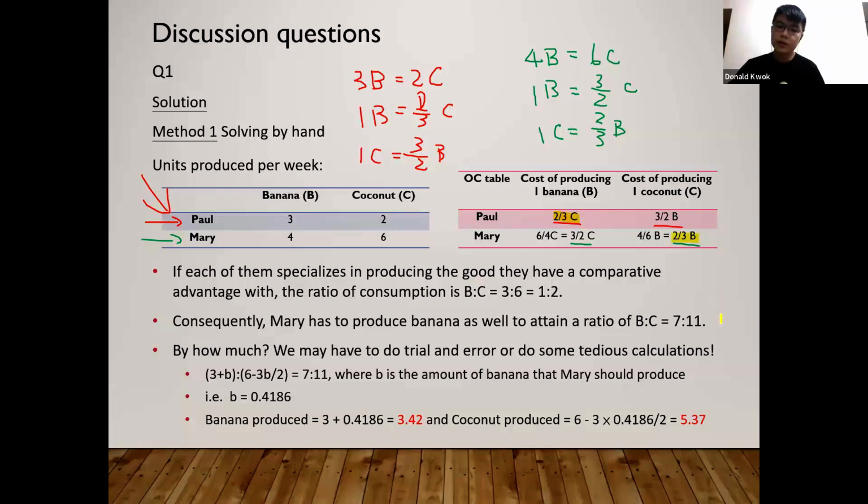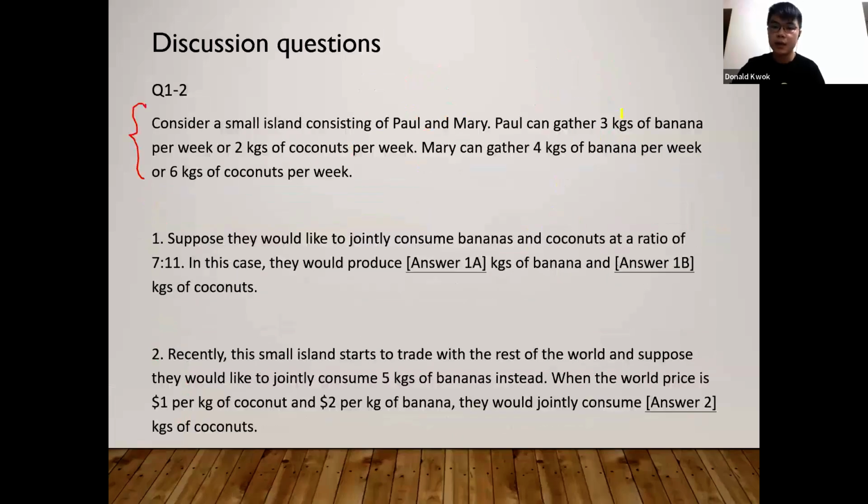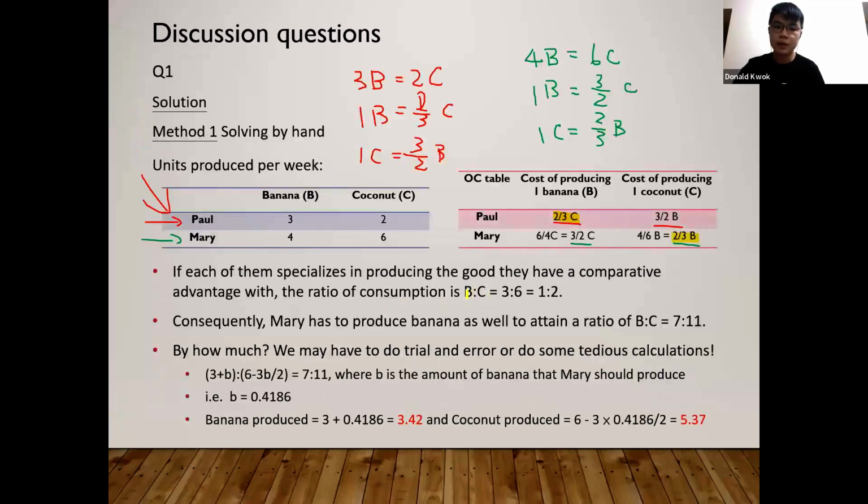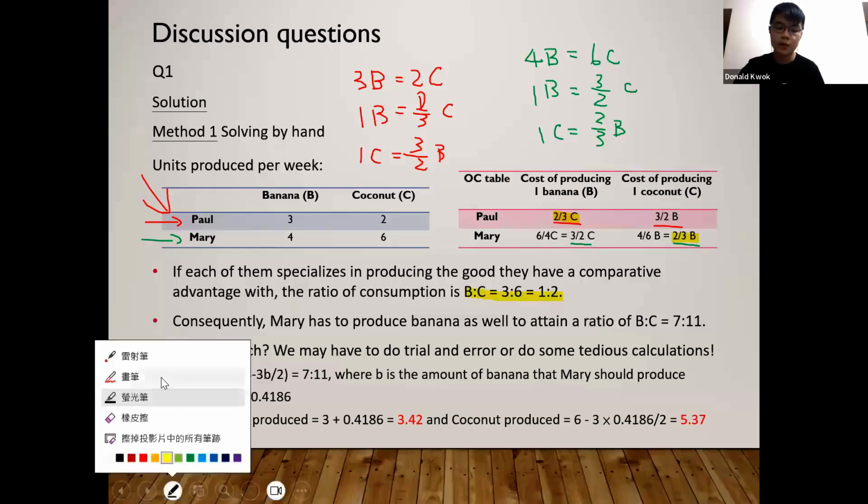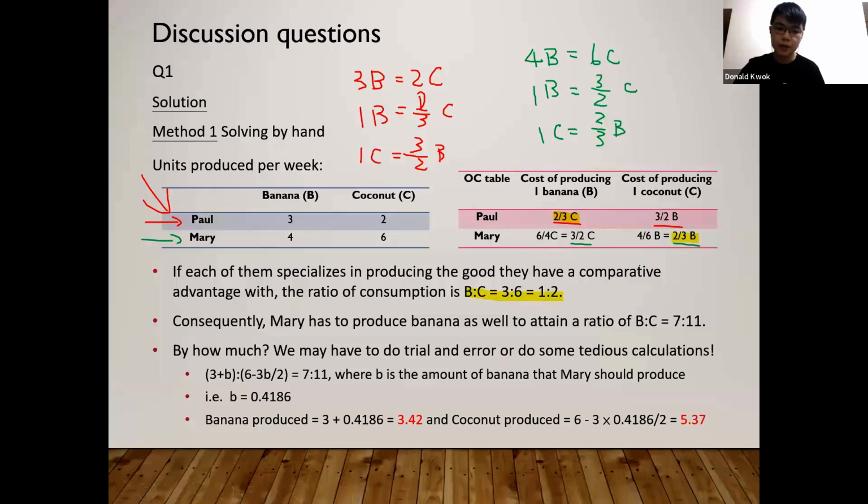All right, so at the point of complete specialization, Paul will be producing 3 kg of banana, while Mary will be producing 6 kg of coconut. So at the point of complete specialization, we have a banana to coconut ratio of 3:6, or effectively 1:2. In coordinate form, banana and coconut would be (3, 6).